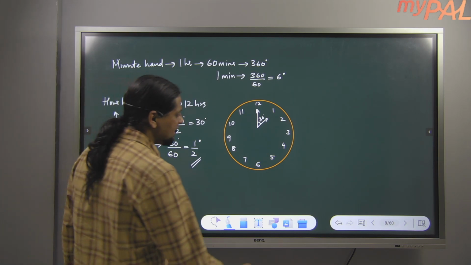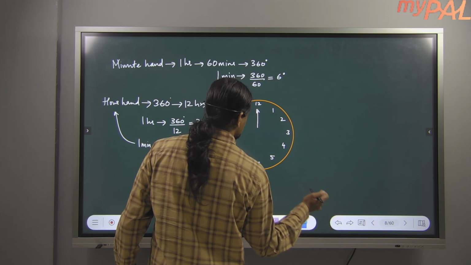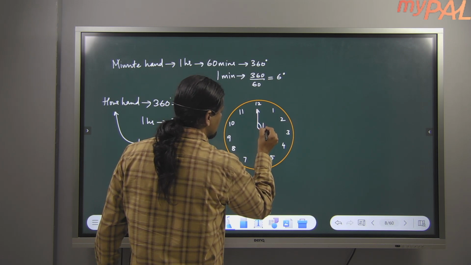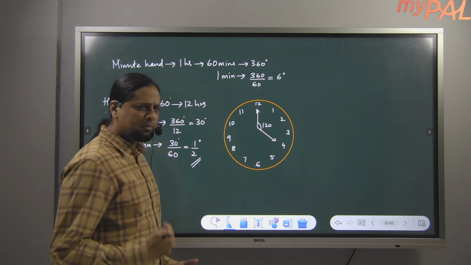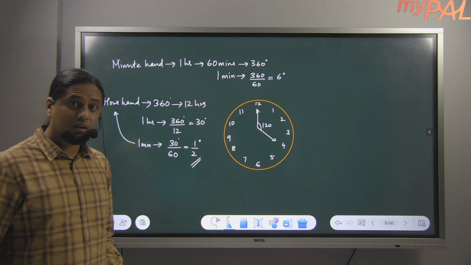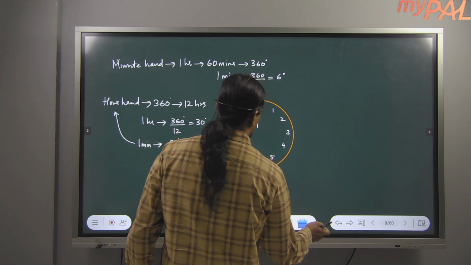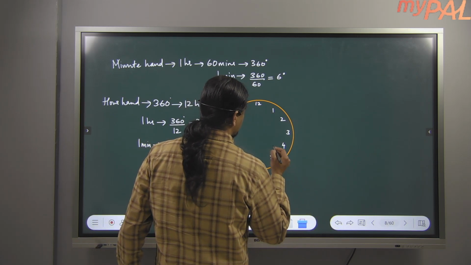So when it is exactly 1 o'clock, the angle between them is 30 degrees. Similarly, say it is 4 o'clock. What is the angle? 30 degrees into 4, which is going to be 120 degrees. Very straightforward answer. But what if it is told that the time is 4:10? What if the time is 4:10?